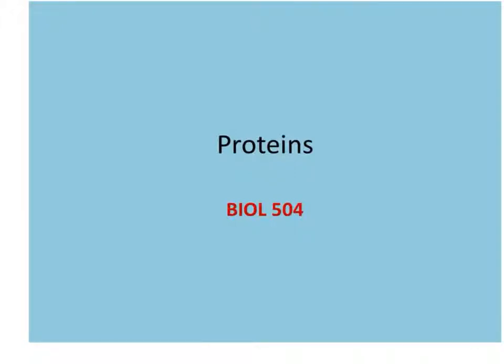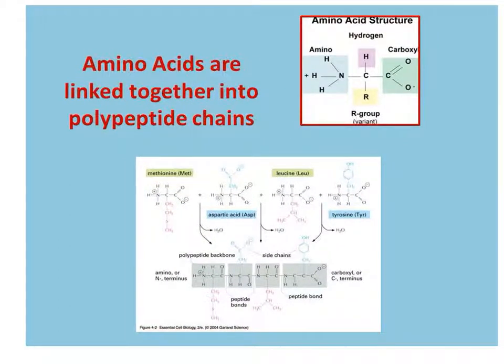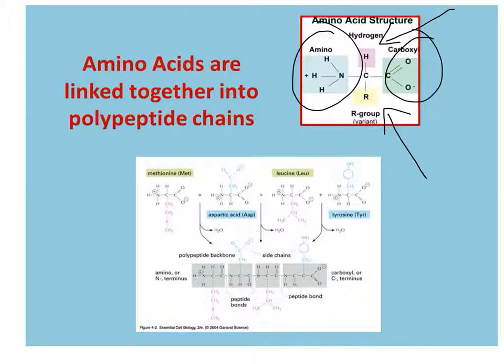Proteins are comprised of amino acids, and amino acids have the important basic features. There's an amino group, carboxyl group, both of which are attached to a central carbon, a hydrogen group, as well as what's designated an R group, which is a different cluster of atoms depending on the different types of amino acids.